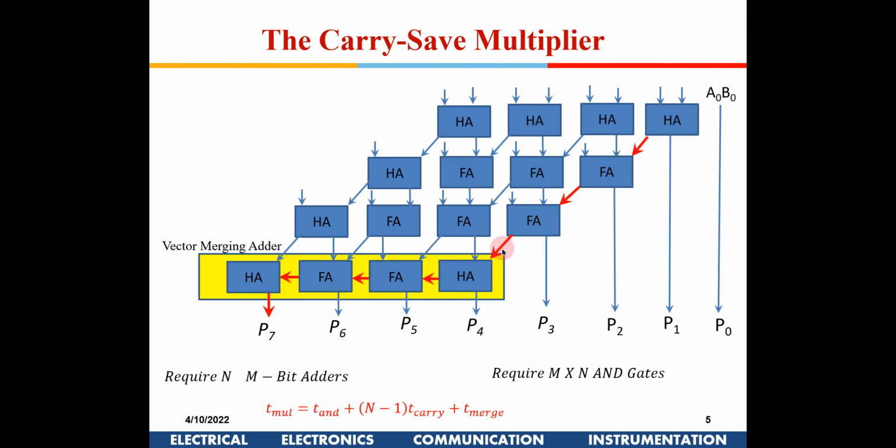So 1, 2, 3 carries are there, and T merge. This entire 4-bit adder here is called T merge. It is known as a vector merging adder, which is optimized for speed and not for power consumption, and hence we call the entire delay of this block T merge. This is known as the carry save multiplier. So among the combinational designs, this is one of the good designs, you could say.